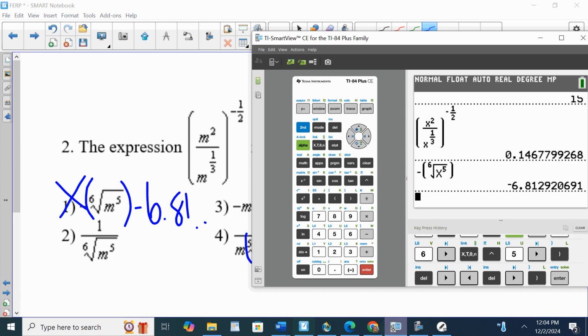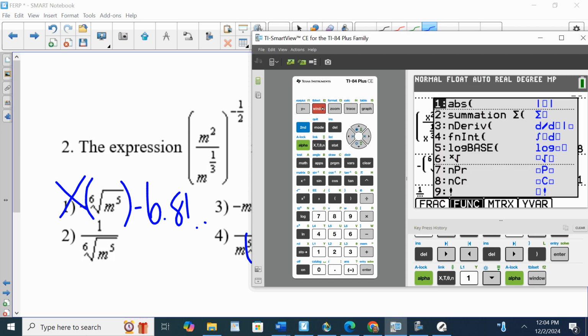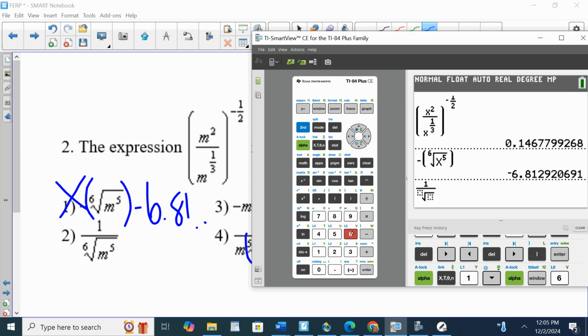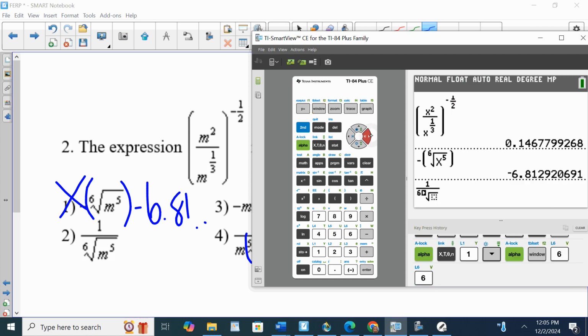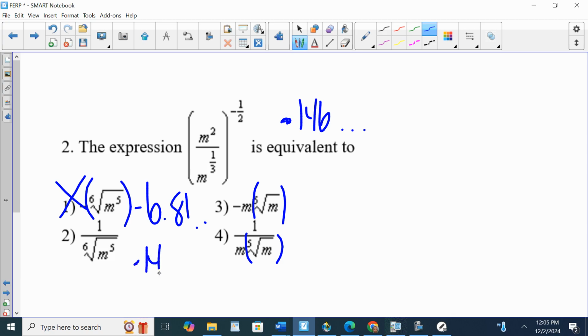I go to choice 2, alpha x for the fraction, 1 over. I don't need to put parentheses around this one because there's nothing in front of it. 6th root of x to the 5th. Oh, there we go, 0.146... It matches my original. That's my answer. I don't have to go through all the choices.